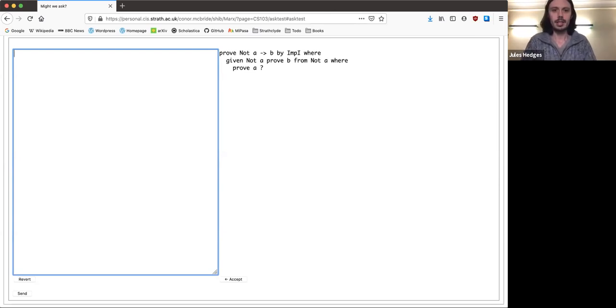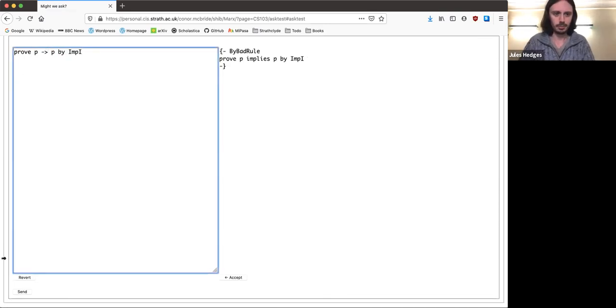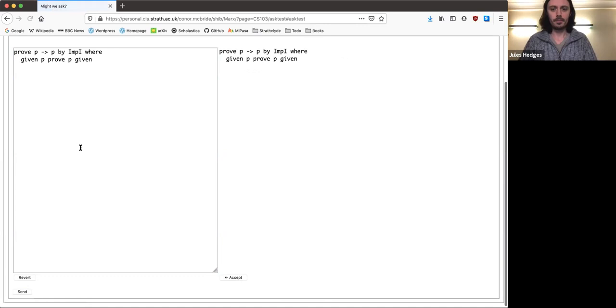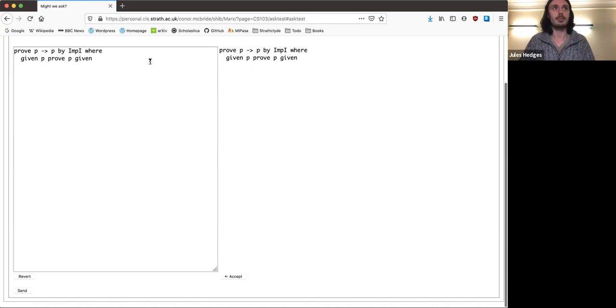So to show you an example of this, if I send "prove P implies P by imp I", then Ask sends it back unchanged. But I can also write "where", and on the second line, I can write "given P, prove P, given". So the keyword given is being reused here as a proof rule. So both versions of this proof are equally valid, and behind the scenes in the back end of Ask, these are secretly the same proof, but they're being displayed in two different ways.